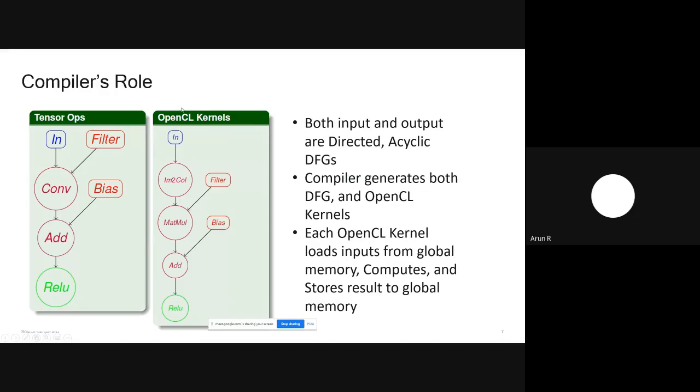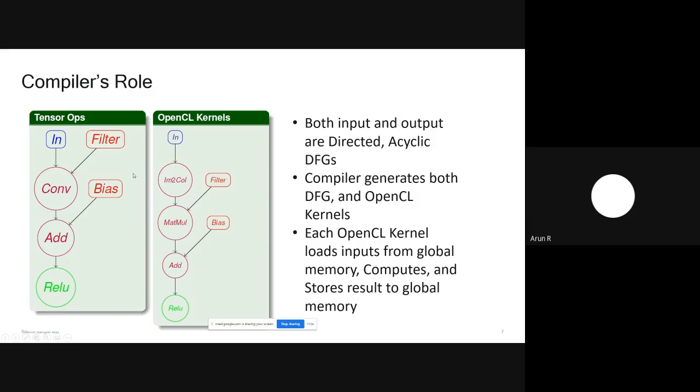So the compiler generates both the data flow graph of OpenCL kernels, and for each kernel it also generates code. Each OpenCL kernel loads inputs from global memory, performs some computation on the loaded values, and then stores the result back to global memory.